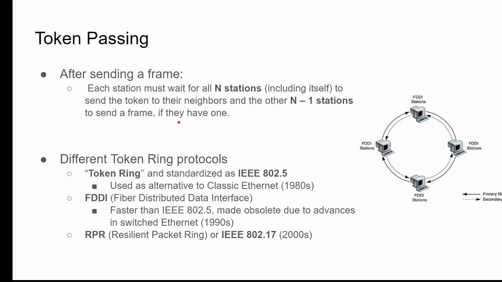There are also a couple of different token ring protocols that have been used throughout the 80s, 90s, and 2000s. The first is the token ring, standardized as IEEE 802.5, and it was used as an alternative to classic Ethernet in the 1980s. The second is the Fiber Distributed Data Interface, which was faster than the token ring and used in the 1990s, although it was made obsolete due to advances in switched Ethernet. And the final is the Resilient Packet Ring, which was used in the 2000s.